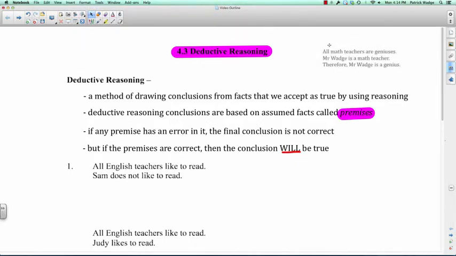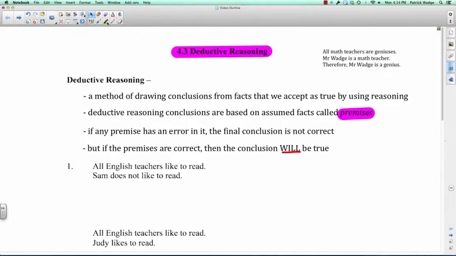So, for example, here's a little deductive reasoning for you. All math teachers are geniuses. Mr. Wodge is a math teacher. Therefore, Mr. Wodge is a genius. Okay, if we just look at the reasoning, is this good reasoning? Yeah, all math teachers are geniuses and Mr. Wodge is a math teacher. Therefore, Mr. Wodge is a genius. So this is great deductive reasoning.